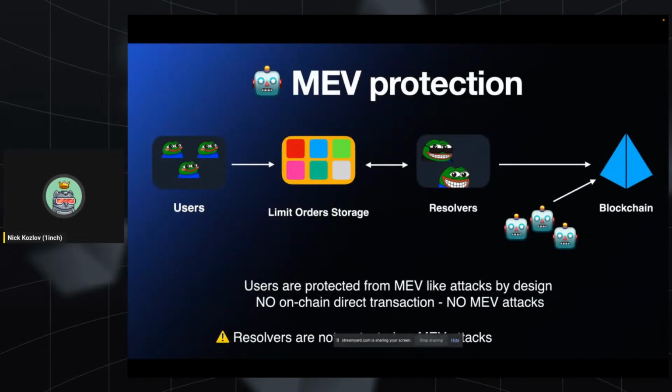In case of MEV protection, we have quite a basic explanation. If you don't do any on-chain activity, it's quite impossible to have any attack on the user side, because there is no possibility to do anything on-chain for the user. That's why any user who is using Fusion is protected by default. But there is a small problem, because any resolver, any party who is trying to resolve these limit orders for the user, is not protected from MEV. In this case, resolvers need to use something else to be protected. It can be something like Flashbots or something else.